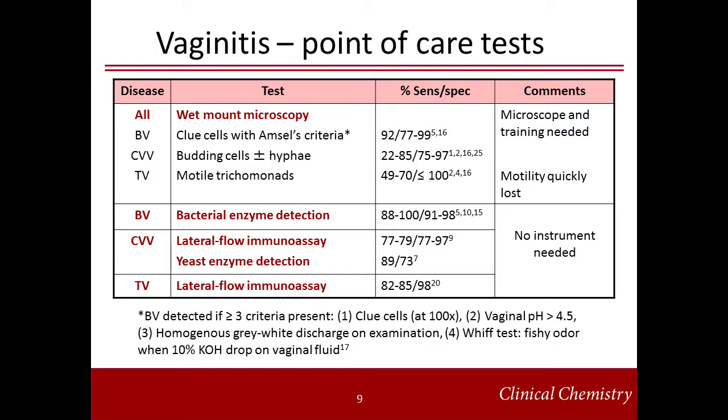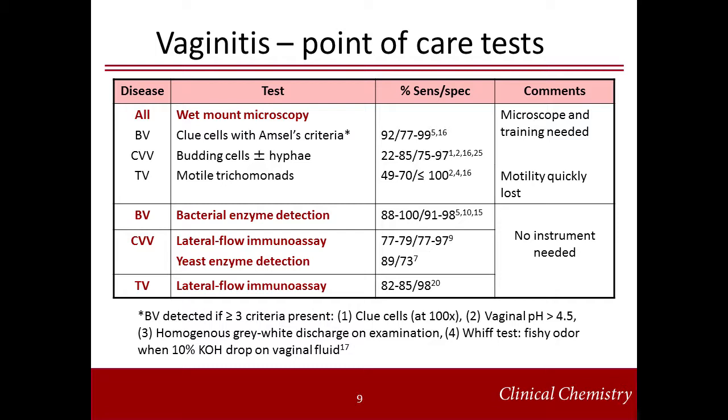Clue cells seen in wet mount microscopy. 2. Vaginal pH over 4.5. 3. A homogeneous gray-white discharge seen on physical examination. And 4. A positive whiff test, which stands for the production of a fishy odor when potassium hydroxide is placed on a drop of vaginal fluid.